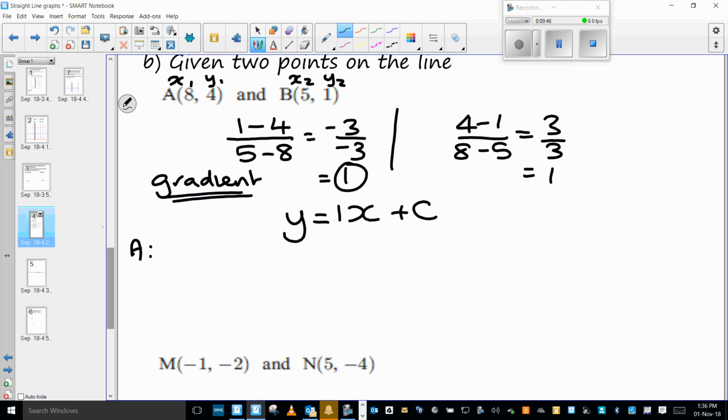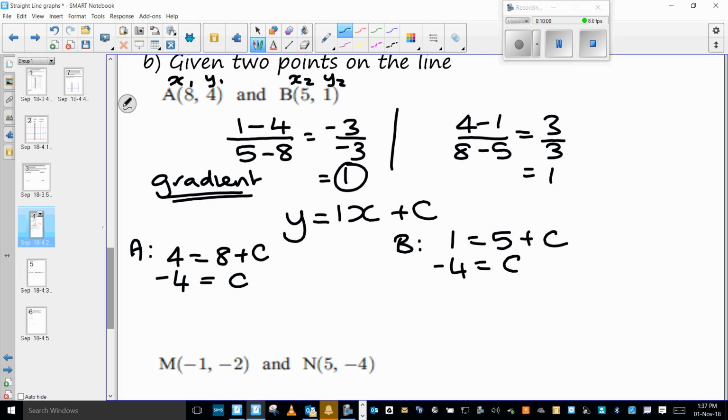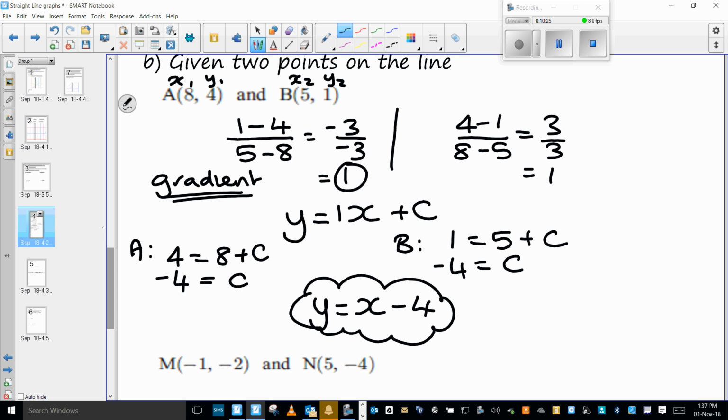So I'm going to choose point A, so I'm going to say that 4 is equal to 8 plus C. So I'm going to subtract 8 from both sides and I get C is negative 4. Choosing coordinate B, I've got 1 is equal to 5 plus c. Subtract 5 from both sides, I get negative 4 is equal to c. Luckily it's the same, that's what I told you it was. And now I'm going to put that value back into the original. So I've got y equals x subtract 4. As I said, don't write the 1 part when we're doing these questions.